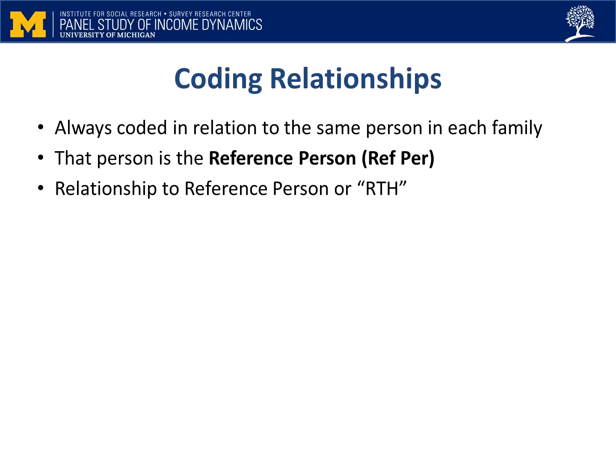People in the FU are related in different ways. One member of a family can be a wife, mother, aunt, and mother-in-law all at the same time. In order to ensure consistency in coding the relationships, we always code everyone's relationship to the same person in each FU. That person is called the reference person, or RefPer. Every other relationship in the family unit refers to the reference person, the relationship to reference person, which we abbreviate RTH.